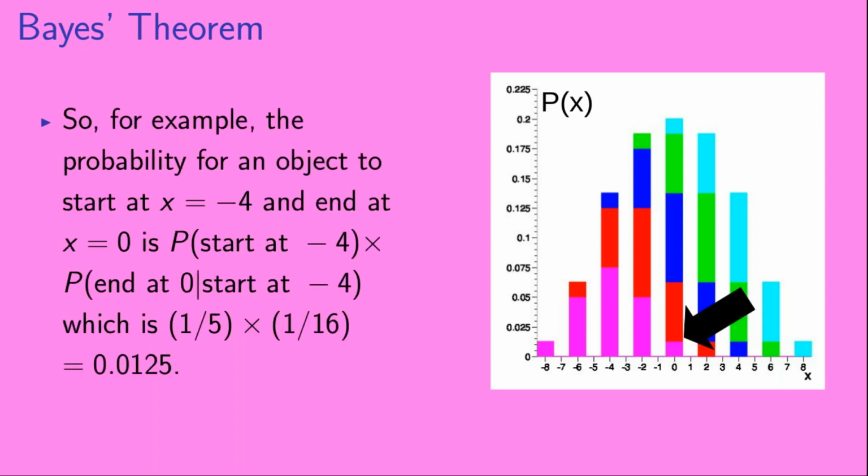So, for example, the probability for an object to start at x equals -4 and end at x equals 0 is the probability for the object to start at -4 times the probability for the object to end at 0 given that it started at -4. And that's equal to 1/5 times 1/16, which equals 0.0125, which you can check agrees with the plot.